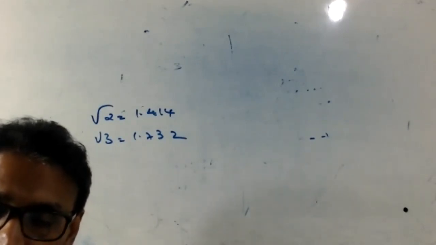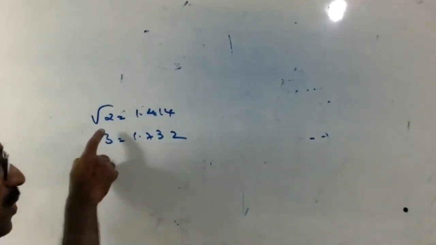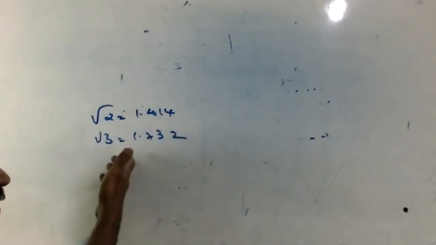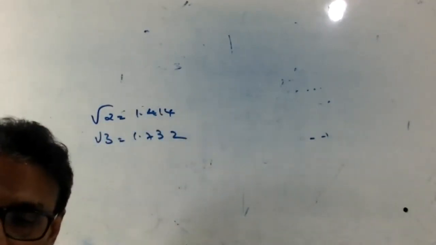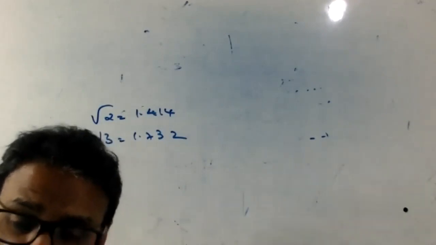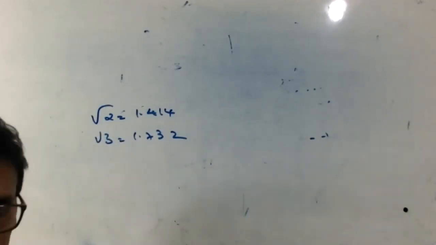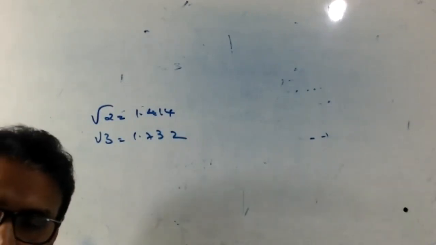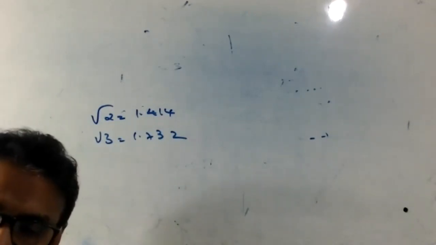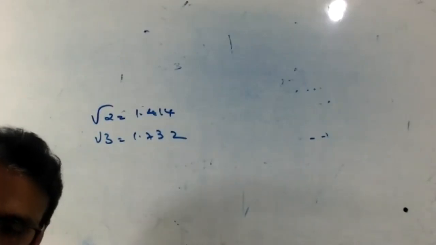Varnit, what are you telling? I told you root 2 is coming 1.4, root 3 is coming 1.7. How come 3.6 is coming between? Use the common sense. Varnit, how come 2 is there between 3 and 4, 6 is there? Use your sense.